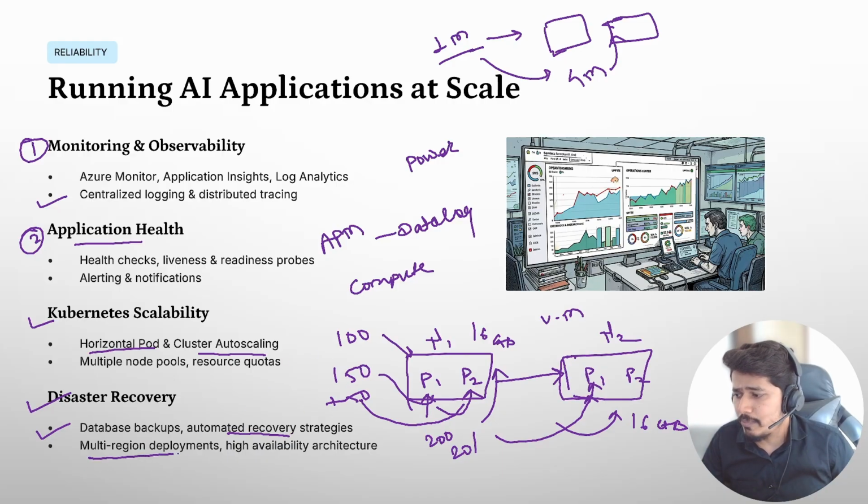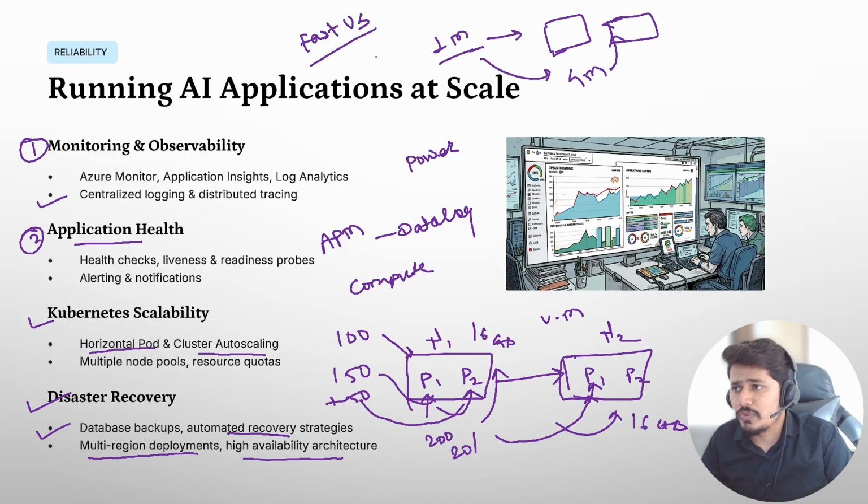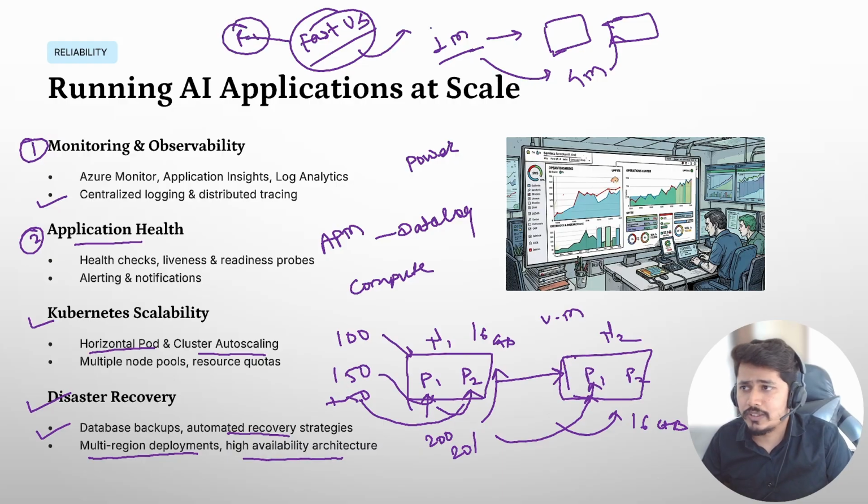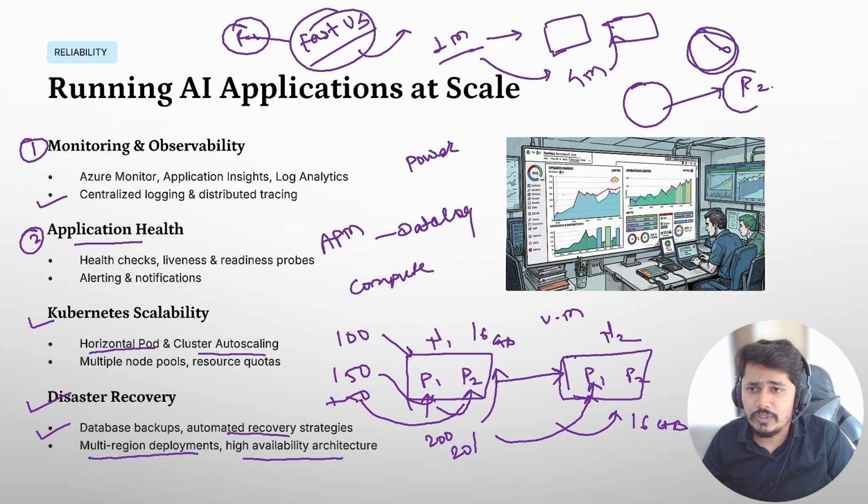Also, you can enable a multi-region deployment with high availability architecture, meaning you should not deploy all your application, let's say, on East US. If East US is serving region 1 users, then you should have another cloud region from which you can serve region 2. That way, even if region 1 is down, your region 2 can keep serving.